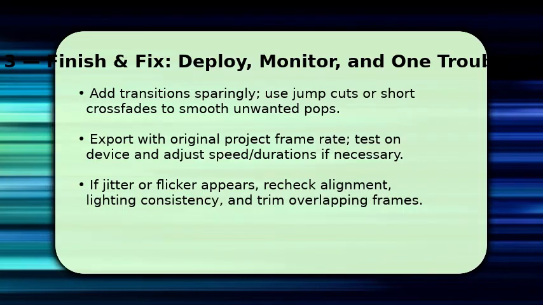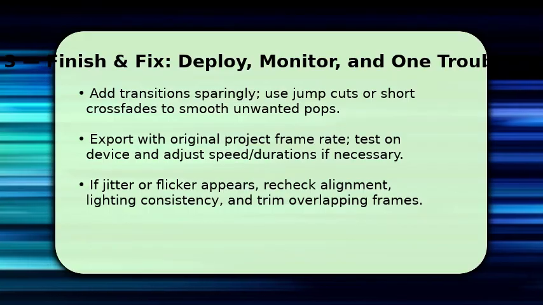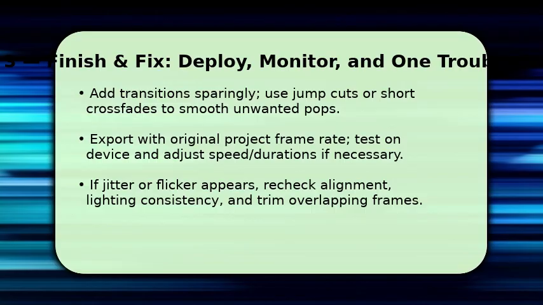Once done, export at your project frame rate and test playback on the target device. Make sure speed matches intent. If you encounter jitter or flicker, check alignment, consistent lighting, and whether any frames overlap or have differing exposures. Fixing those usually resolves artifacts. Finally, keep a version history so you can revert or iterate quickly.